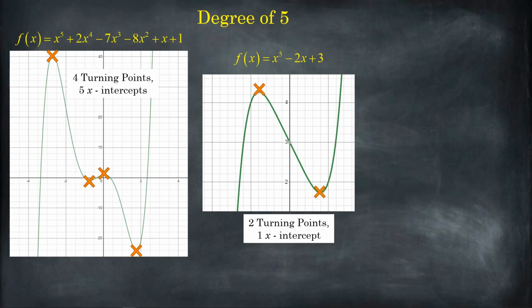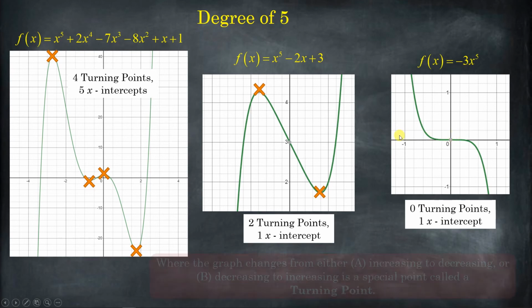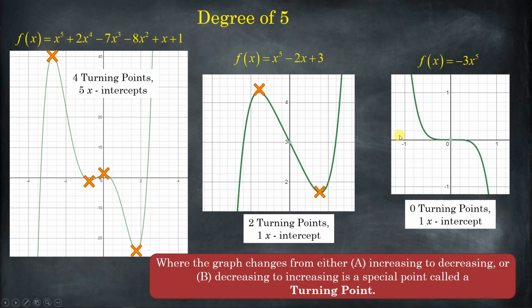So yeah. And one more example, f of x equals negative 3x to the 5th. Well, this actually doesn't have a turning point. It has 1 x-intercept right here, but it does not have a turning point. And the reason why not is because a turning point is when the interval changes from decreasing to increasing or from increasing to decreasing. So here, when we start reading from left to right, we're decreasing, we're decreasing, we're decreasing.